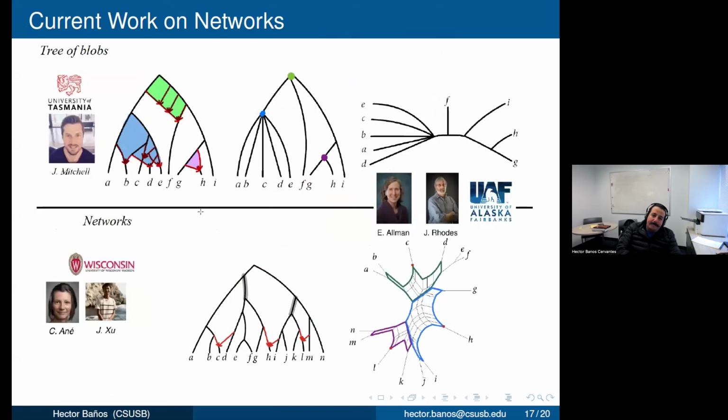Another one, I'm working on networks, the things I just talked about, and along with Jonathan Mitchell and Elizabeth Allman and John Rhodes, we're trying to show what properties of the species networks are identifiable. And also with Elizabeth Allman, John Rhodes, Cecile Anne and Jianqing Xu, we're working on other types of identifiability problems. Some of these are very applied. That is, we want to develop algorithms that biologists will be able to use to recover meaningful relationships.